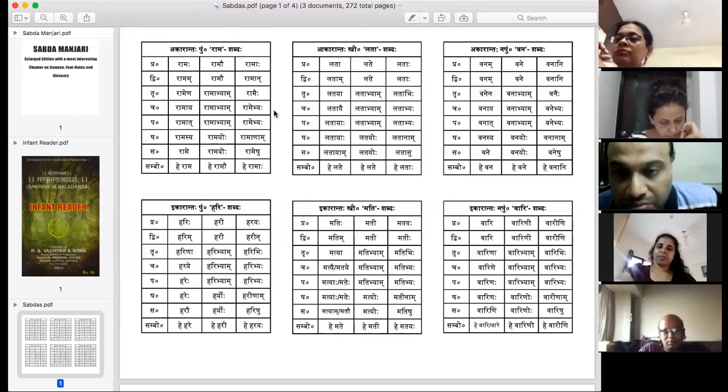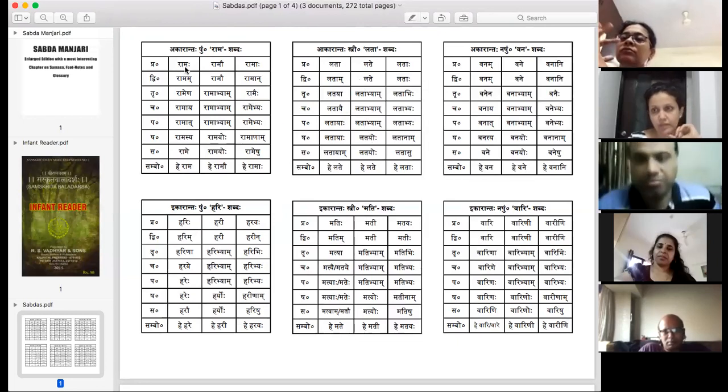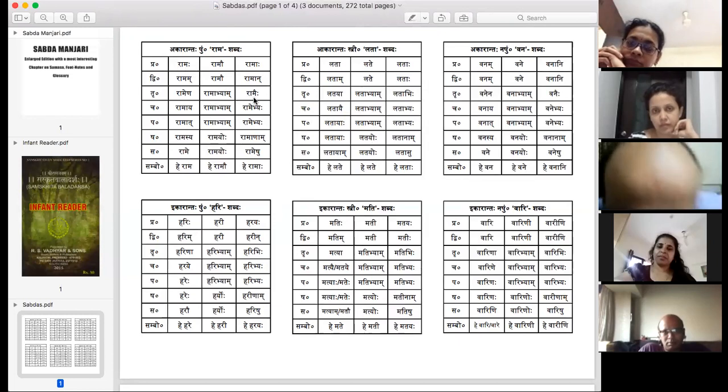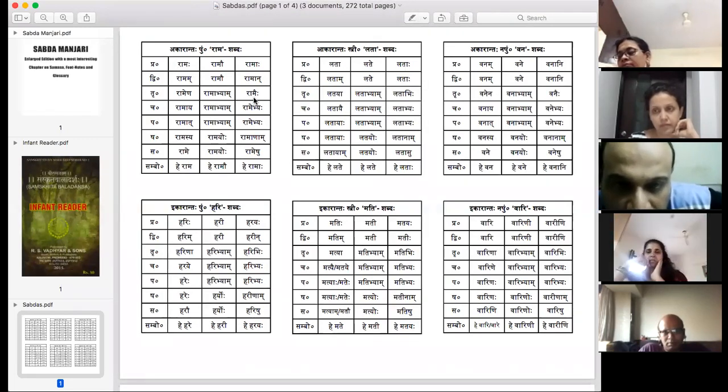Someone asked me, in Ramaha, that Visarga is pronounced as Ramaha. But in the third line here, it is Ramaihi. It is the same Visarga, but still you get a different sound there. In Ramaha, it is Aha. In Ramaihi, it is He. It's not her, it is He. So these are all basic things. I hope you know.